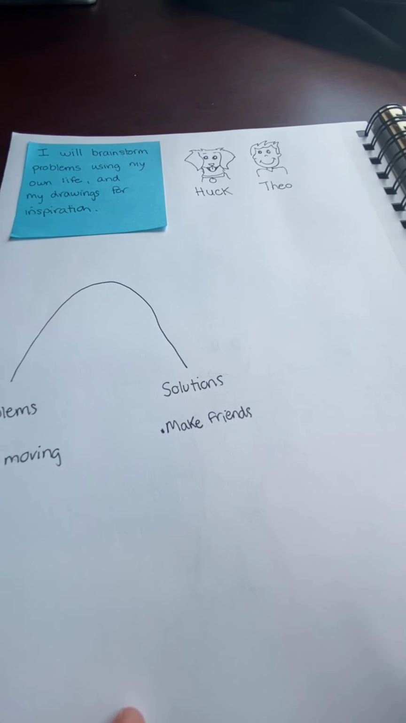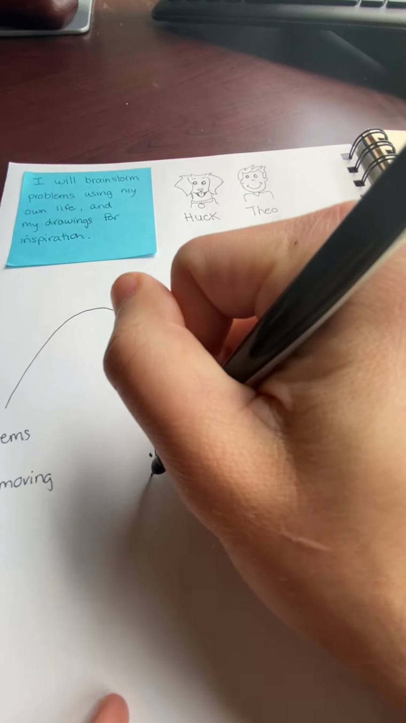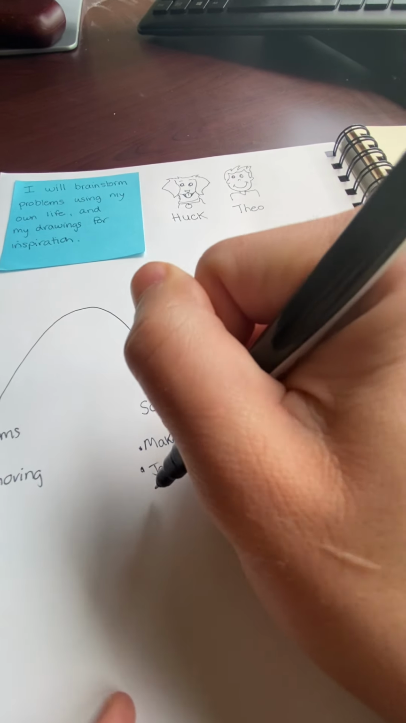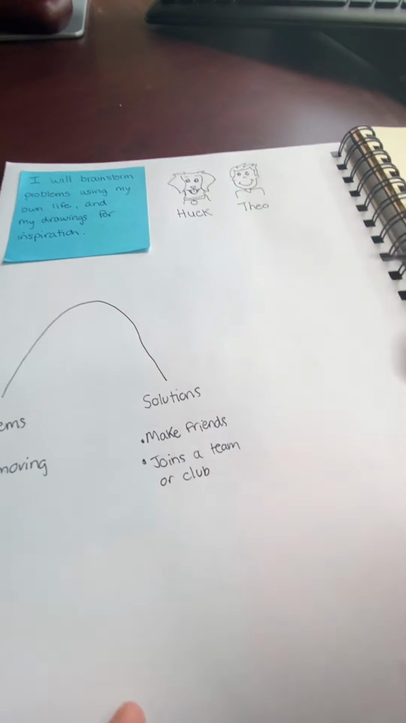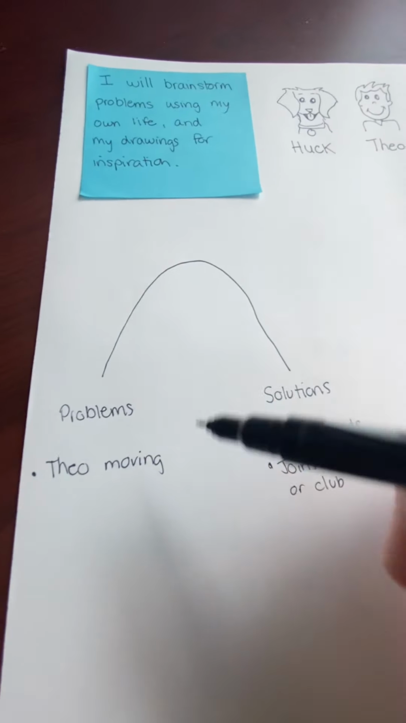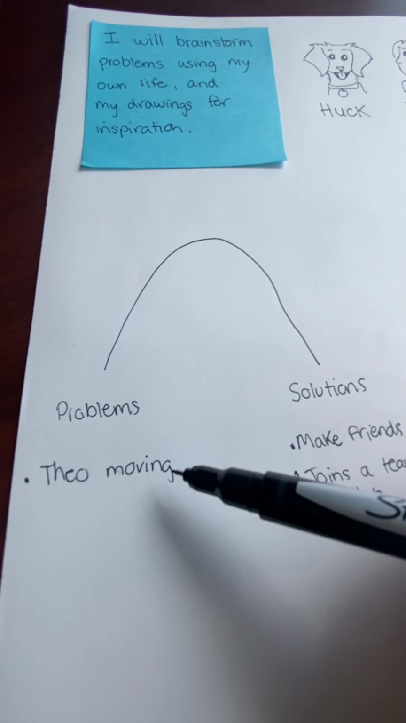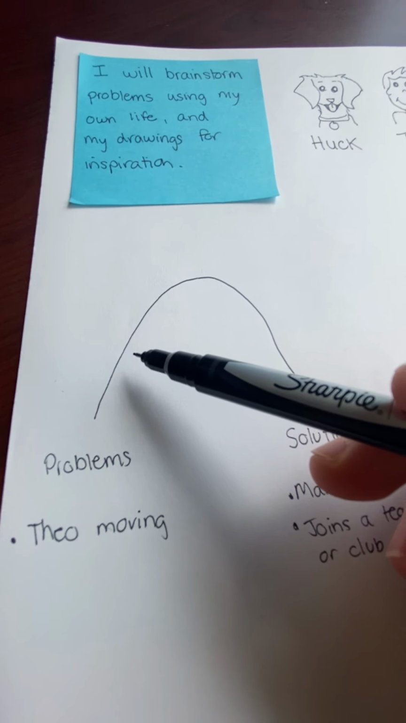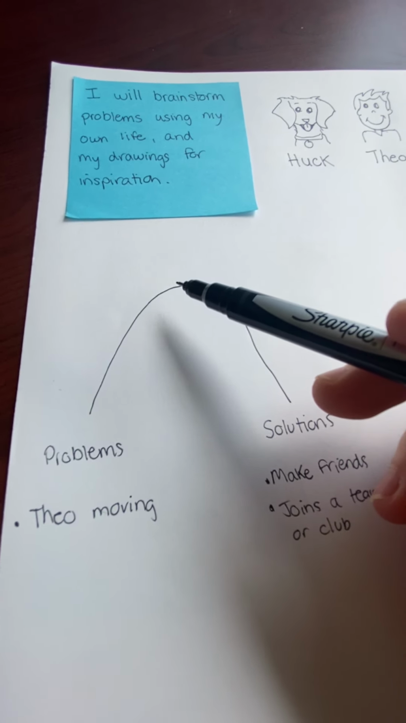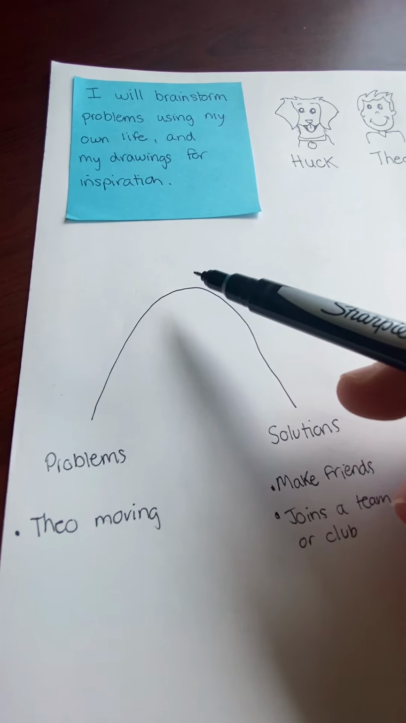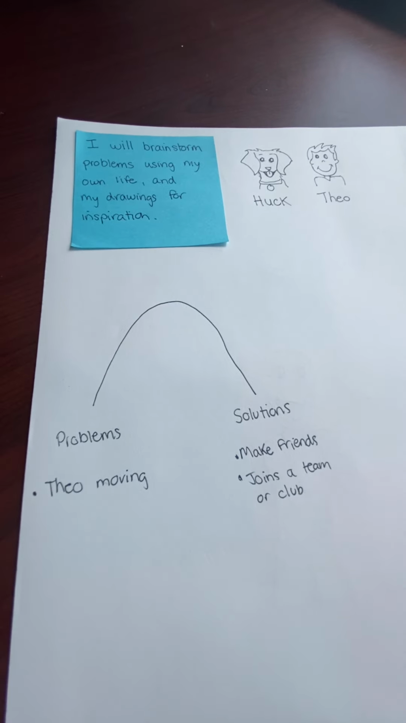Or maybe he gets involved in different activities in order to make those friends. So maybe joins a team or a club. So you can see that just by brainstorming this initial problem, Theo moves. That might happen at the beginning of my story, and my story may be about him moving and struggling with needing to find friends, and he might be feeling lonely, but my story is going to end with a solution of him either making friends or joining a club. So that's my first idea.